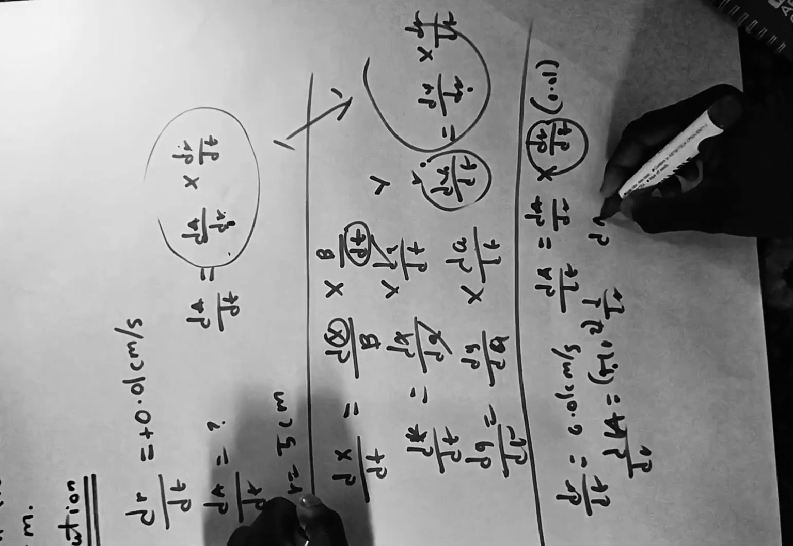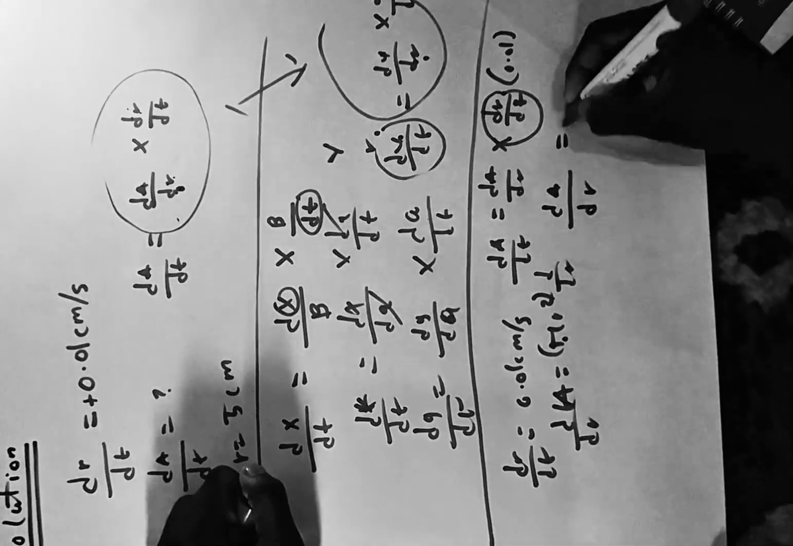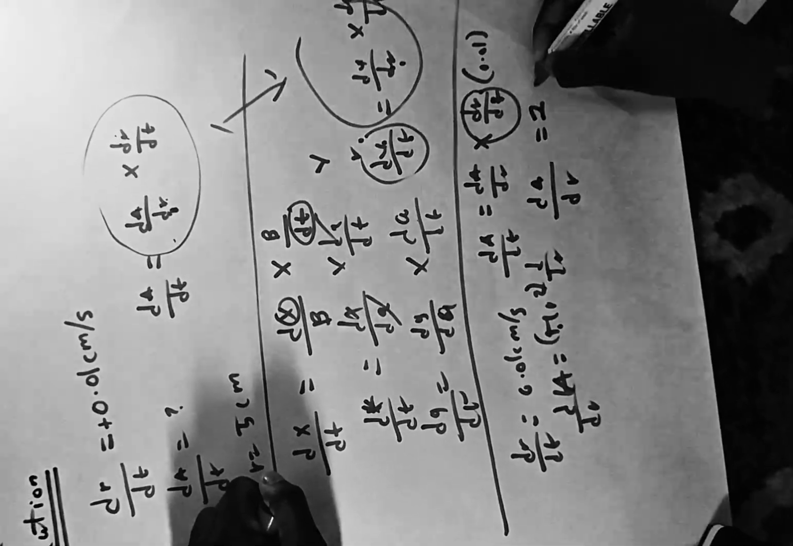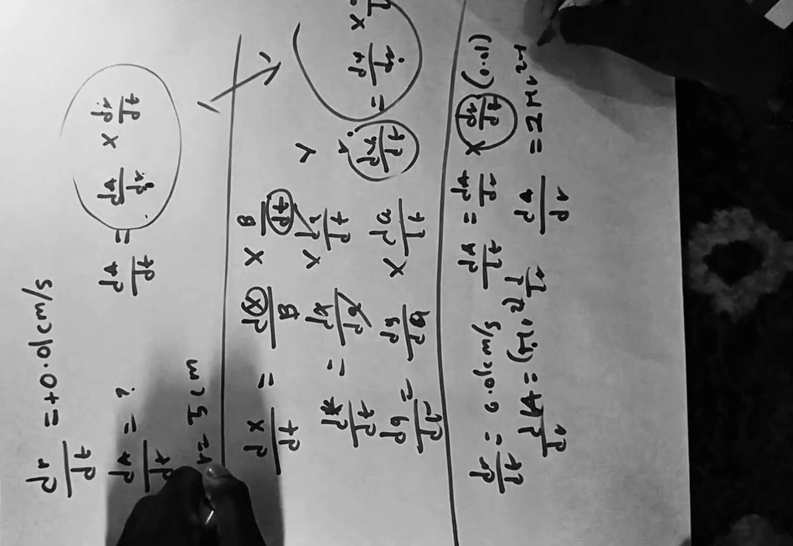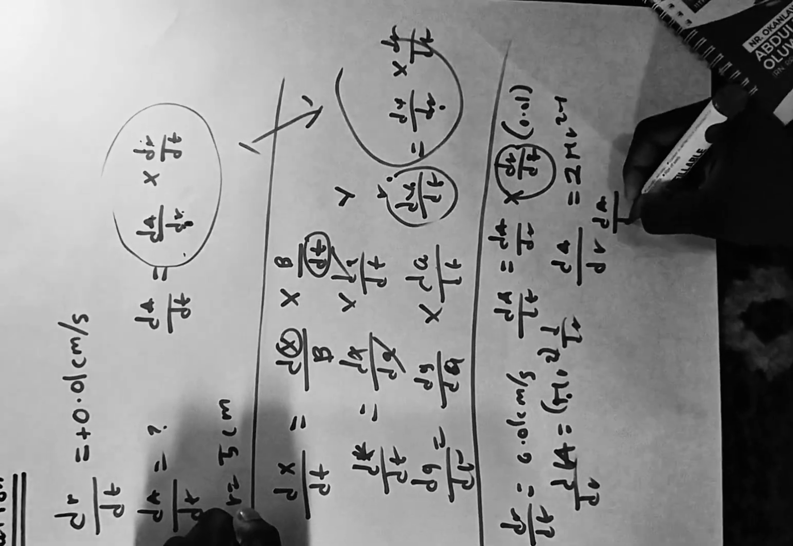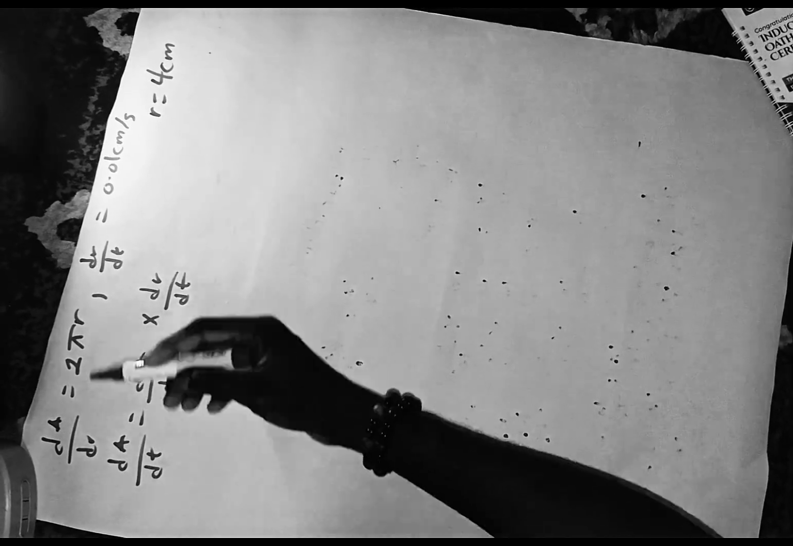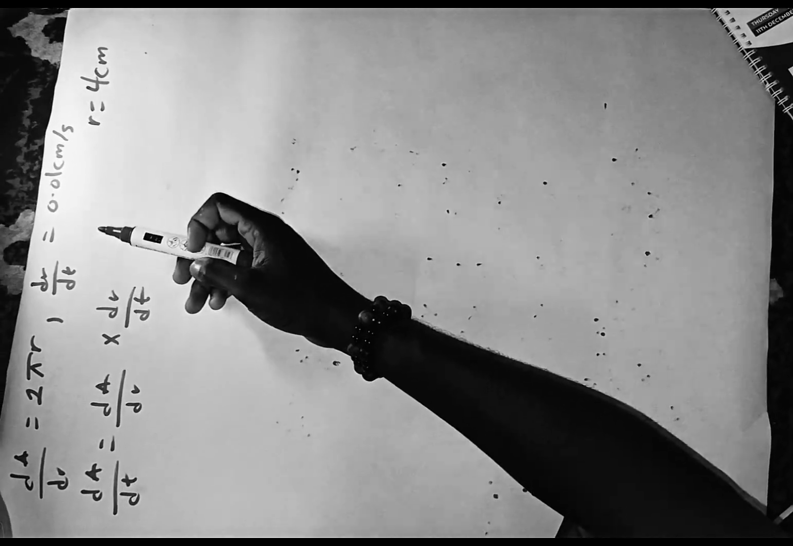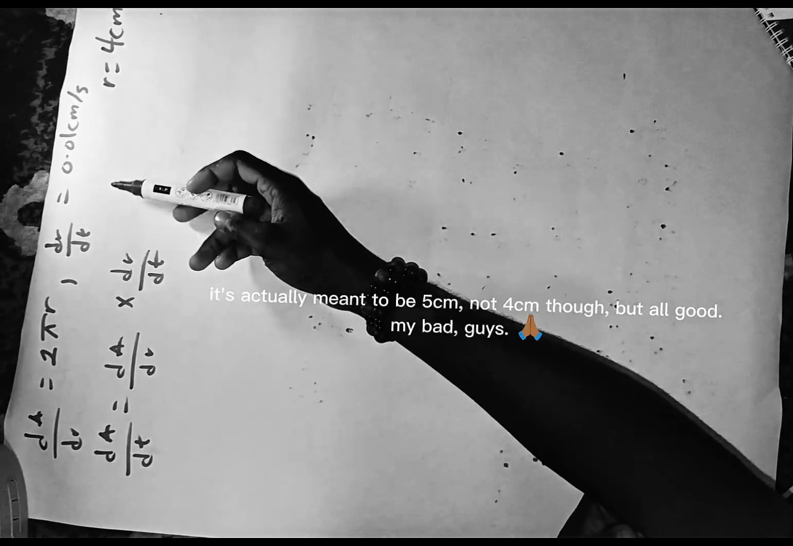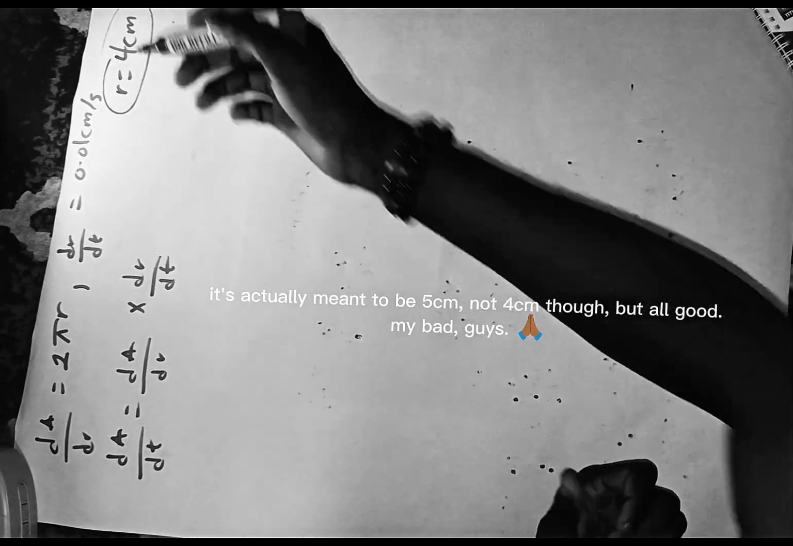So our dA/dr is just going to be what? Differentiate: 2 comes to the front, pi r to the power 2 minus 1. So our dA/dr is equal to 2 pi r. And we know that our dr/dt is equal to 0.01 centimeter per second, and the radius is 4 centimeters.